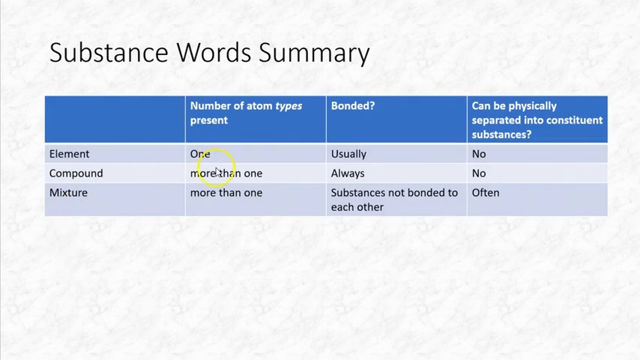And in summary, an element has one type of atom present only. They can be bonded to each other, usually are, and it can't be physically separated into smaller substances. A compound is different because it has more than one type of atom present. They will always be bonded to each other, and again that can't be broken down physically into smaller, simpler substances. And a mixture will again have more than one type of atom present. The substances present are not bonded to each other, and usually we can separate these out into constituent substances.